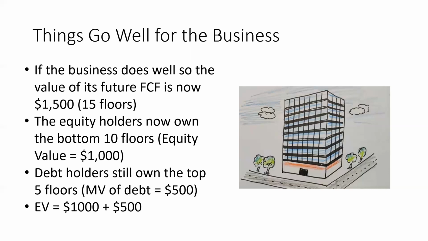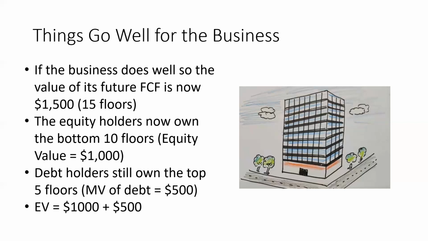So let's look at this example. Things go well for the business. Let's say the business now has an enterprise value of its future free cash flows of $1,500. This means there are now 15 floors on this skyscraper. So that means that now the equity holders own the bottom 10 floors. They still own the bottom floors because they're taking on the most risk, but they own more of it now. They have doubled their investment. They went from 500 to 1,000, or 5 floors to 10 floors.